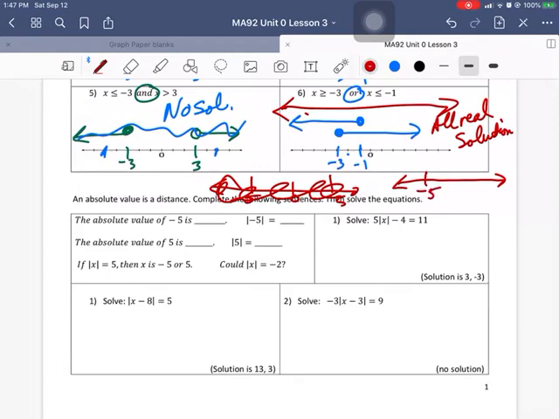If I had a negative 5 and a 0 here. The absolute value of negative 5, how far is it from here to here? The distance from 0 is 5 units. So the absolute value of negative 5 is 5. The absolute value of 5 is also 5 because it's 5 away. Because it's a distance, it's always positive. Absolute values are always positive. So the absolute value of a positive 5 is also a positive 5.